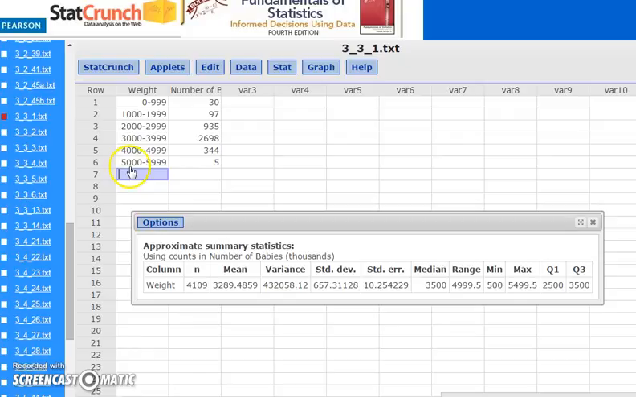What we really want it to do is use a midpoint of 5,500. So I need to tell it that my next bin is going to start, like all the others, at 6,000. So even though I have nobody in that weight group, I'm going to add a bin and have 0 frequency. This will tell StatCrunch how to do that last midpoint, and it should fix most of our problems.